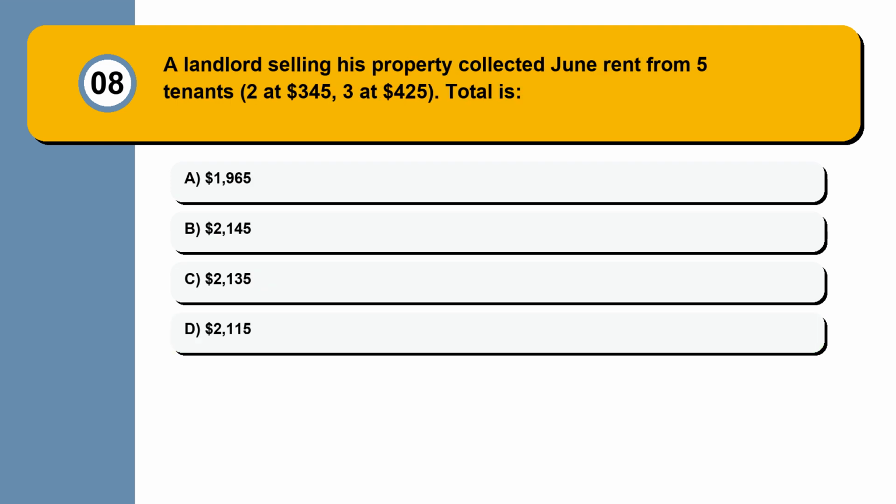Question 8. A landlord selling his property collected June rent from 5 tenants, 2 at $345, 3 at $425. Total is $1,965, $2,145, $2,135, $2,115.